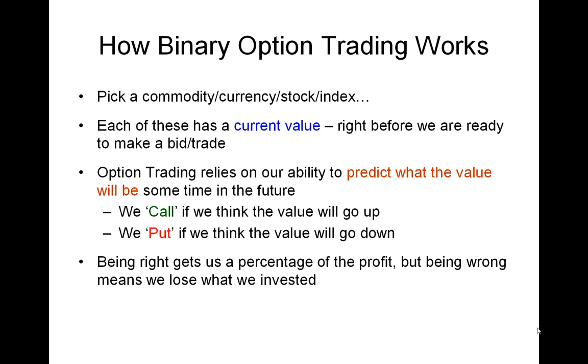So let's begin, as we always do, with a quick overview of binary option trading. Essentially, we pick a commodity or stock or index, and each of these has a current value at any given point in time before we're ready to make a bid or trade. Binary option trading relies on our ability to predict what that value is going to be sometime in the future. We call if we think the value will go up, and we put if we think the value will go down. Being right gets us a percentage of what we put in, but being wrong means we lose all of what we invest. We talk about this in detail in part 1 of our series.